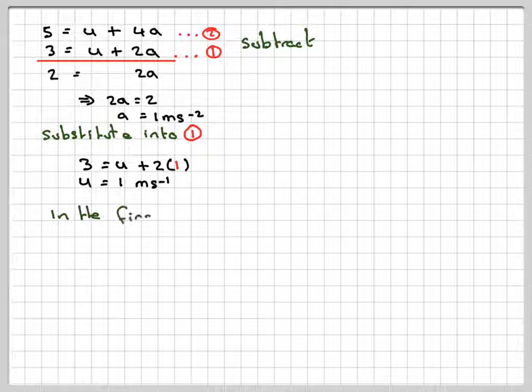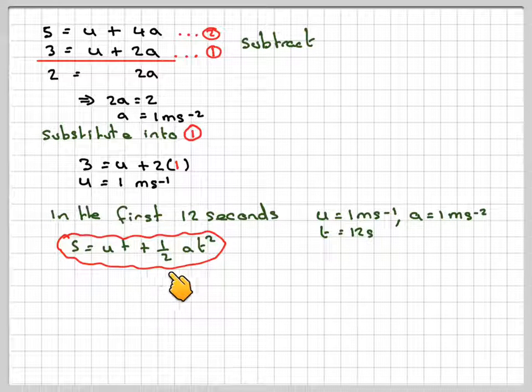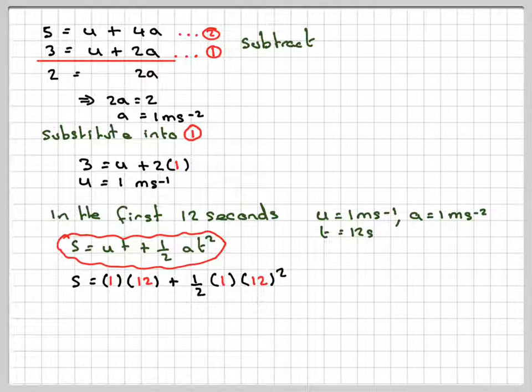And now we can find out, in the first 12 seconds, u is 1 meter per second, a is 1 meter per second squared, t is 12, and we now need to find s. So we've got s is equal to ut plus a half at squared. So s will be 1 times 12 plus a half times 1 times 12 squared. So it's going to give me 12 plus 12 squared is 144, divided by 2, that's 72. 12 plus 72 gives me 84 meters.